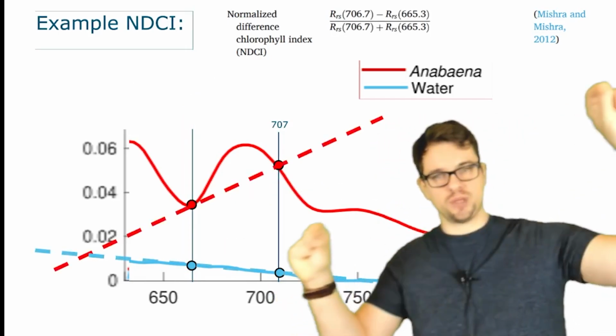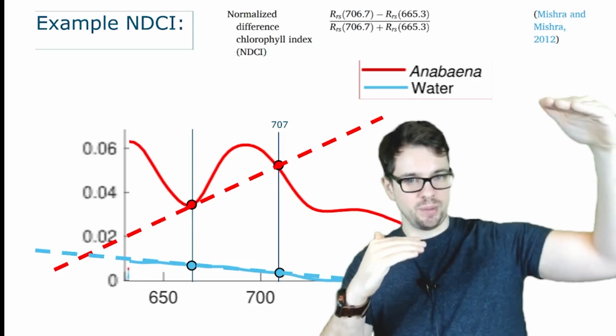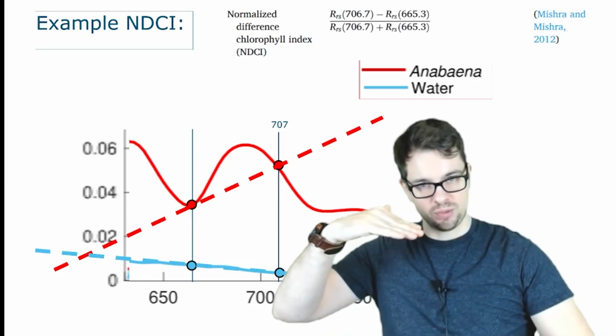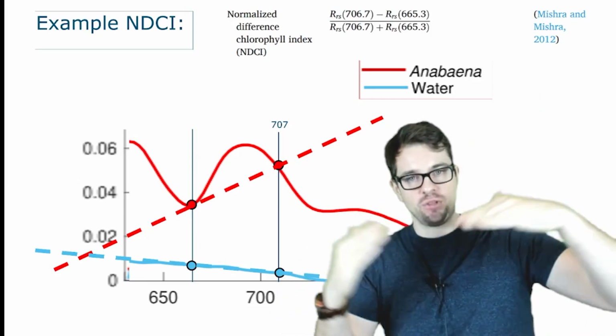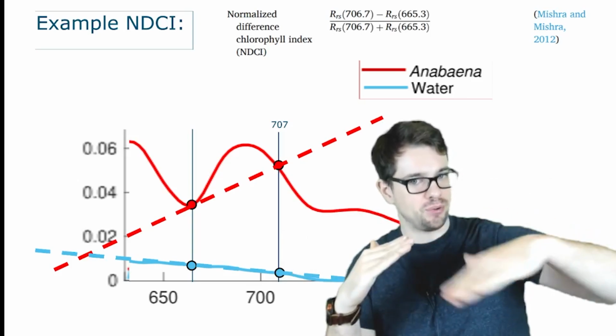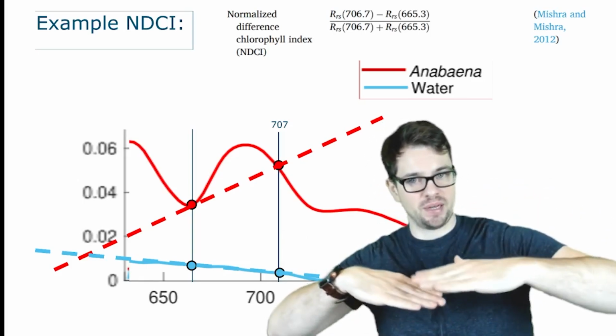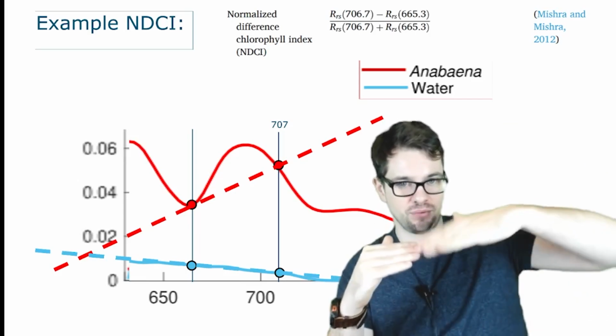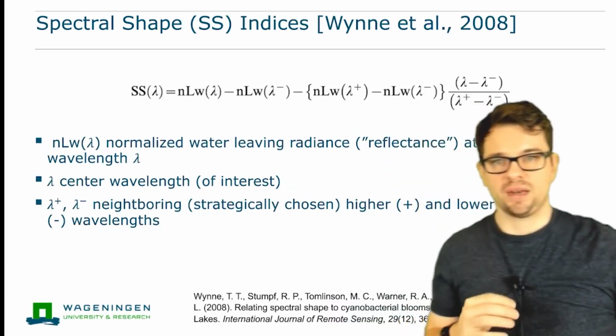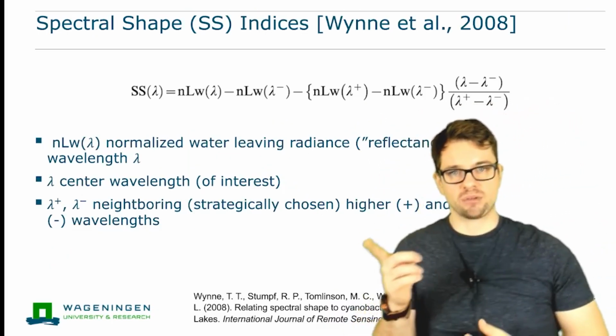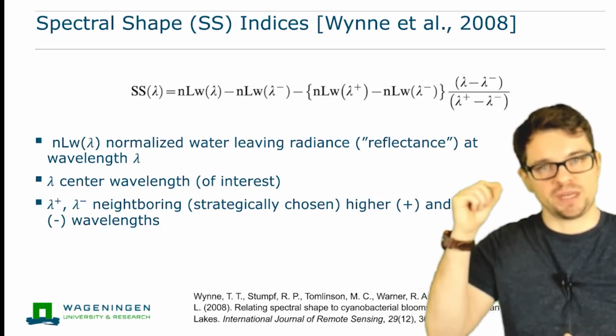When the slope is positive, then the index will be positive. When the slope is negative, the index will be negative. In that case, you will be able to fairly easily separate this chlorophyll content from the water background by seeing if this index is positive or negative, or if the slope is positive or negative. Another family of indices are the spectral shape indices, where you basically take three bands.